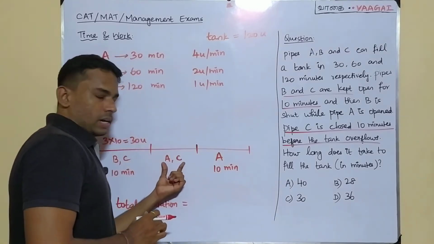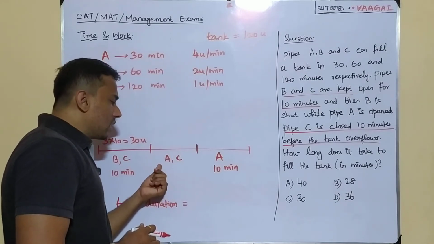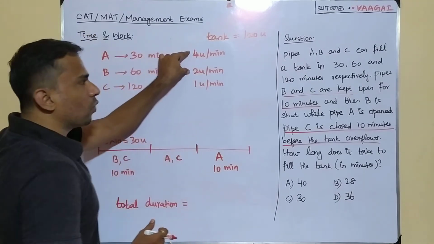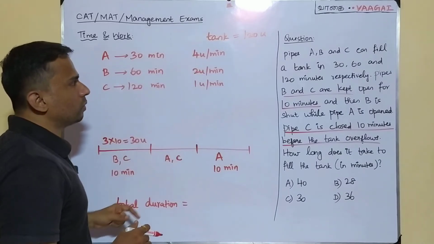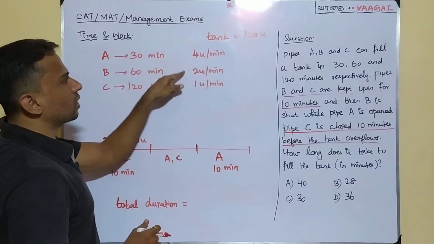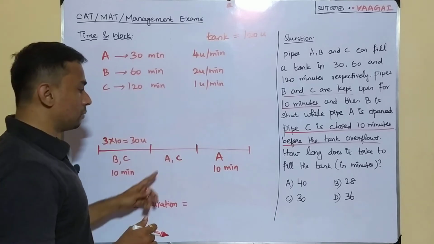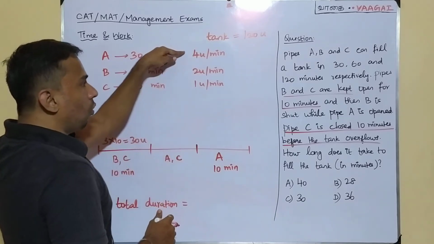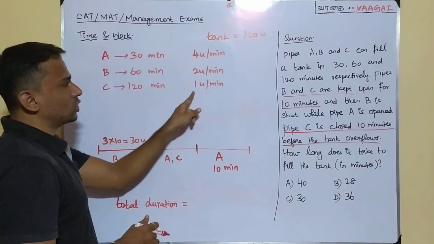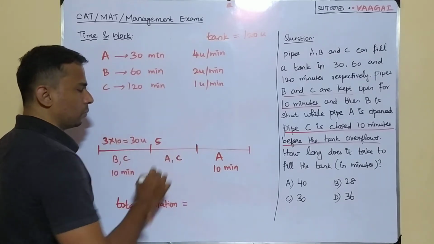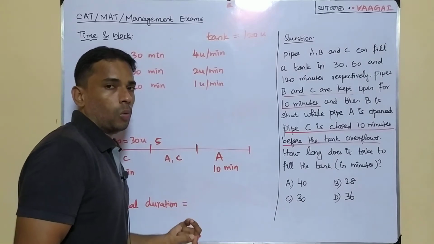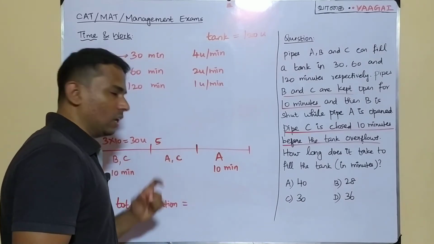Okay, and now come here, second part, pipes A and C are working. So when A and C are going to work, what will be the combined efficiency of A and C? I'm sorry, A and C, right? So 4 plus 1, because A is 4 and C is 1. So 4 plus 1, that will be 5 units per minute. Okay, 5 units per minute, but we don't know how many minutes it is. So anyways, we'll just hold it.